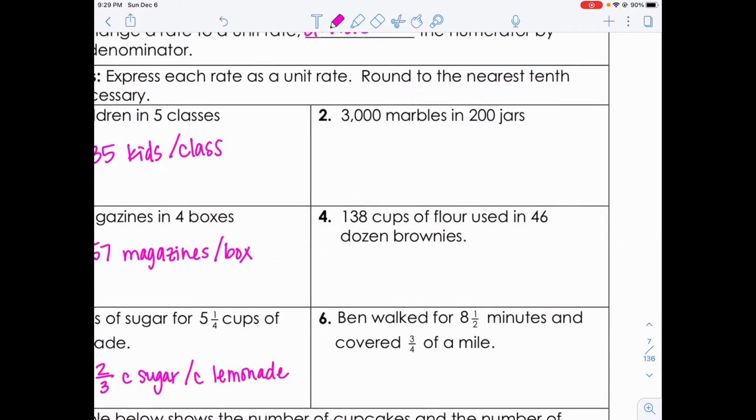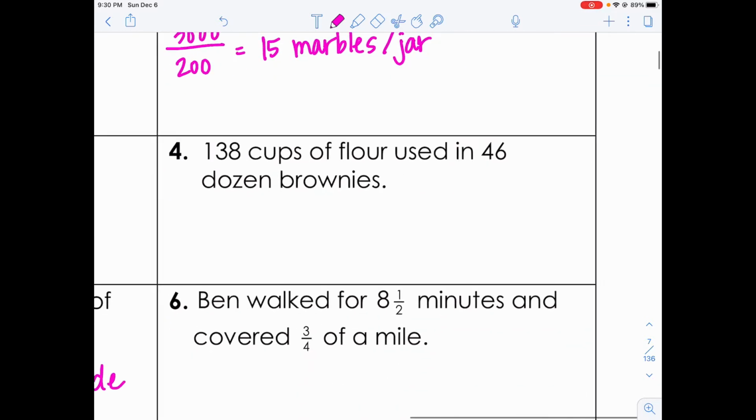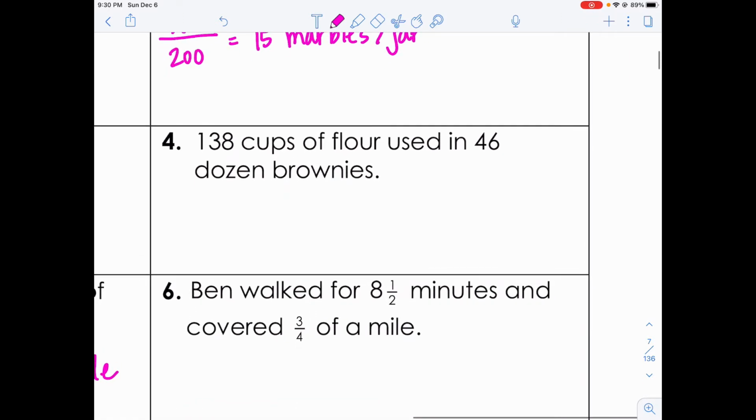Okay, now that you've had a chance to do them, here we go. 3,000 marbles in 200 jars. 3,000 over 200. Dividing that in my calculator, I get it is 15 marbles per jar. And remember, if you do not put a label, it's wrong. Number 4, 138 cups of flour used in 46 dozen brownies. 138 over 46. Doing my division, I get that it is 3 cups of flour per dozen brownies.